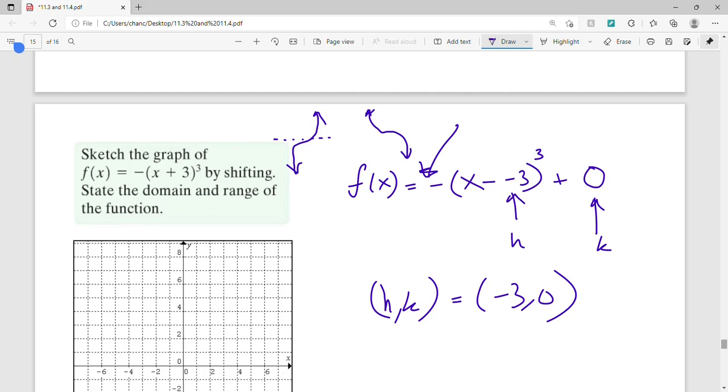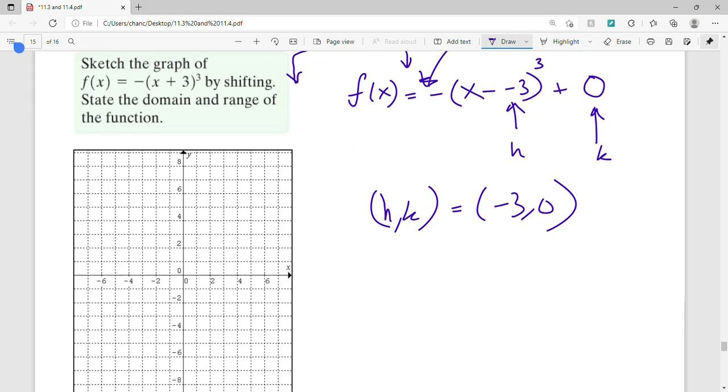So let's graph negative 3 comma 0. That's our inflection point. So when we go left 1, typically we would go down 1, but I'm going to go to the opposite direction because it's upside down. So we'll go up 1. Left 2, I would go typically down 8, but we're going to go up 8 because it's upside down.